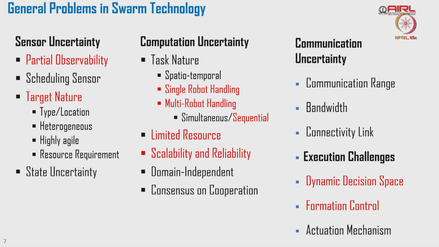Execution challenges come into the picture. You have to make decisions in a dynamic setting. It is not going to be a fixed space. The decision space is also challenging, and sometimes they have to get into formation control. For example, when forest firefighting happens, they have to fly in formation. How do we get that formation accurate with the uncertainty being communication as well as uncertain environment? Actuation mechanism may be an issue. So these uncertainties pose an important challenge in swarm technology.